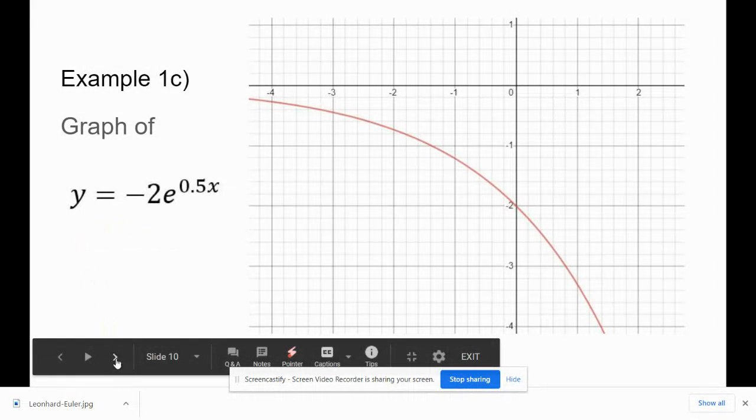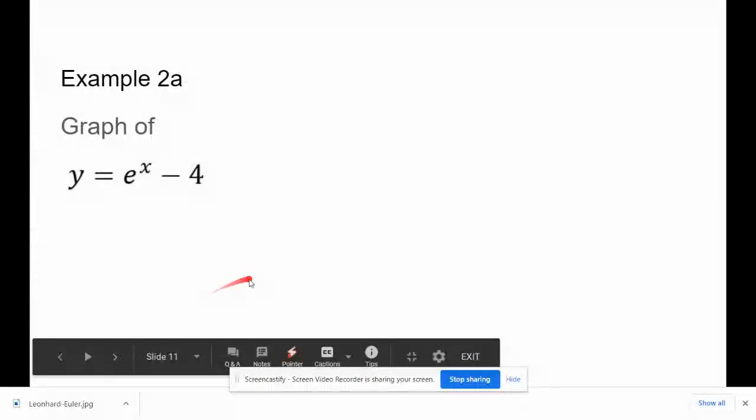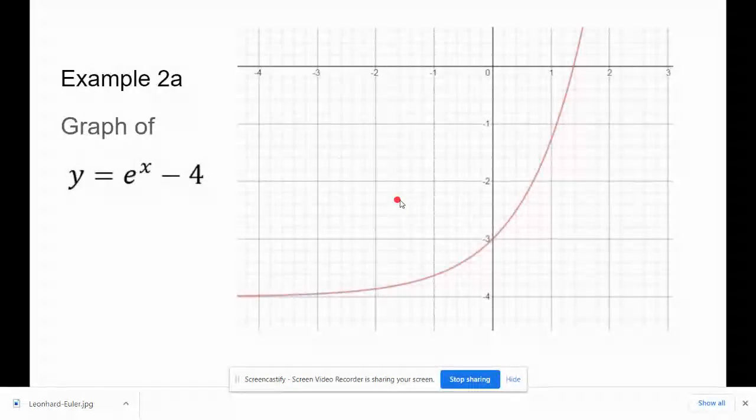Okay, so let's go on to example 2a. We want to graph y equals e to the x, and then we're going to subtract 4 from that. So what do you think is going to happen? It's similar to the graph of y equals e to the x, but I've got a -4 outside there. I think it's going to take the graph of y equals e to the x and shift it down 4 units. So let's see if I was right.